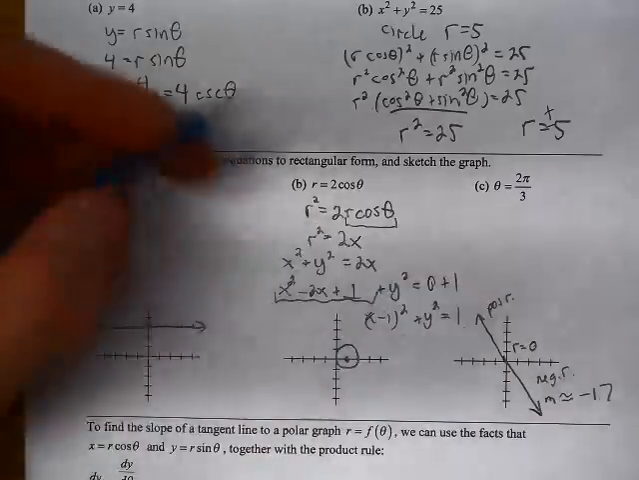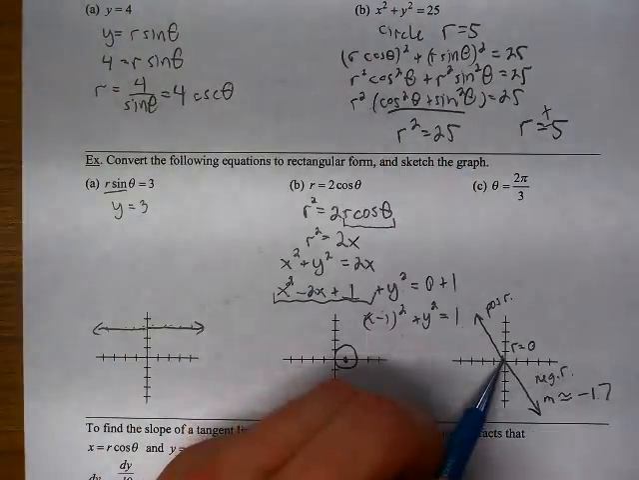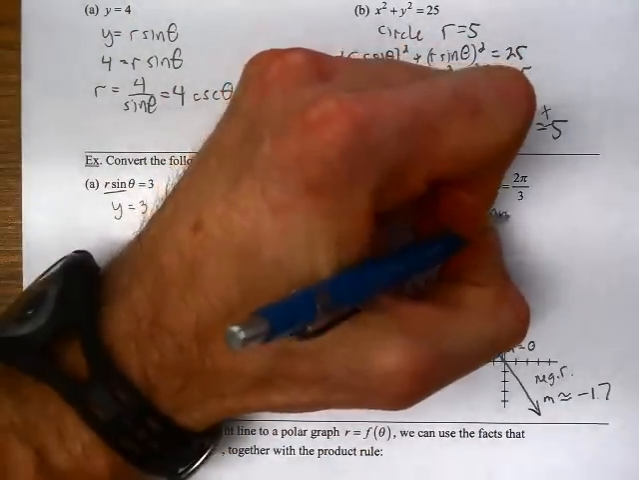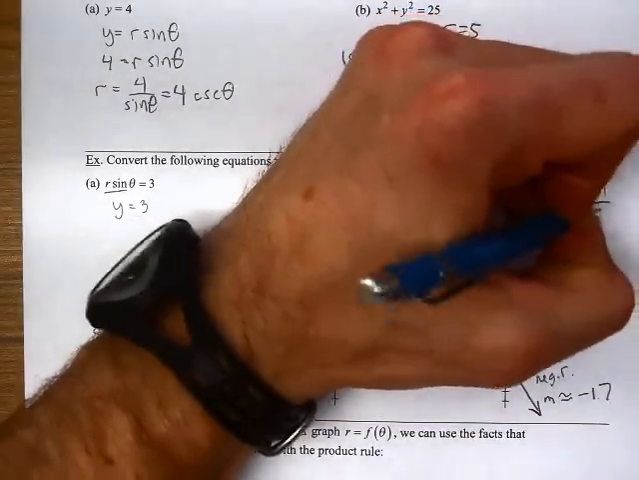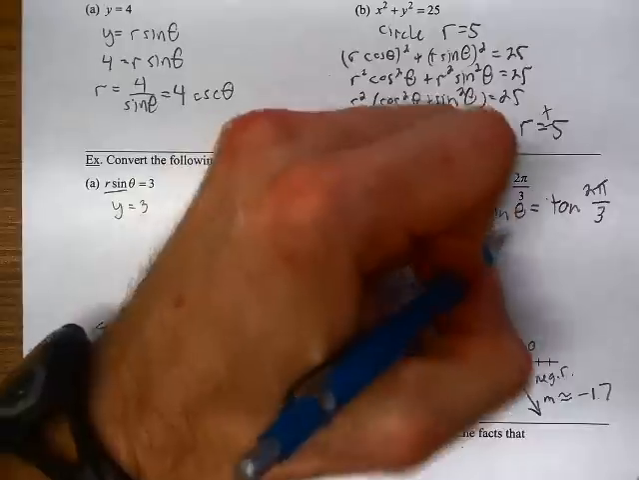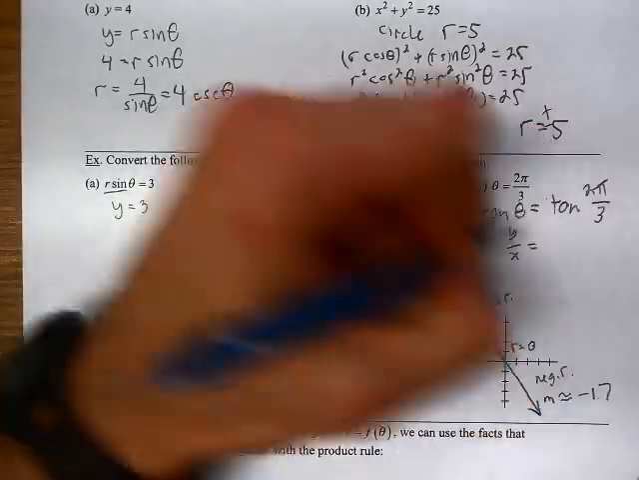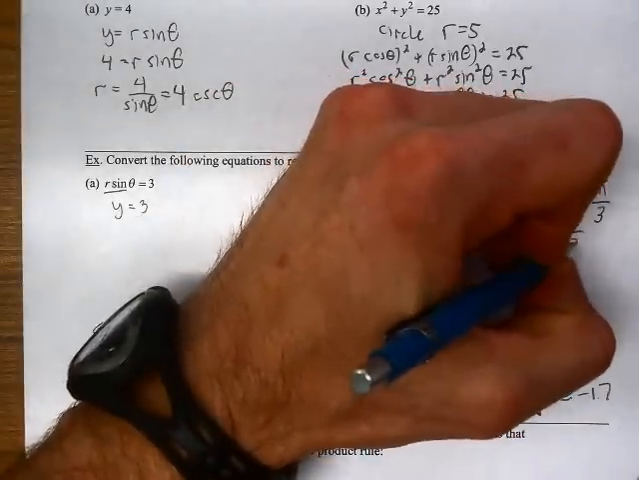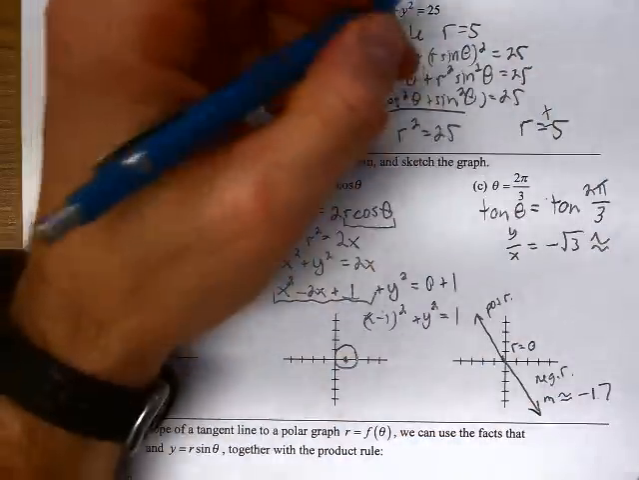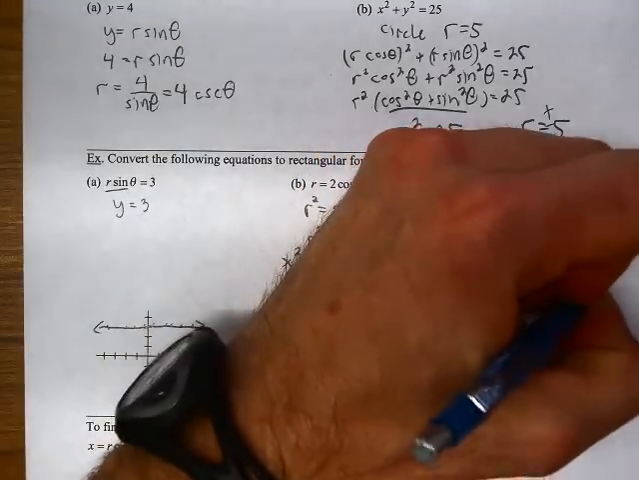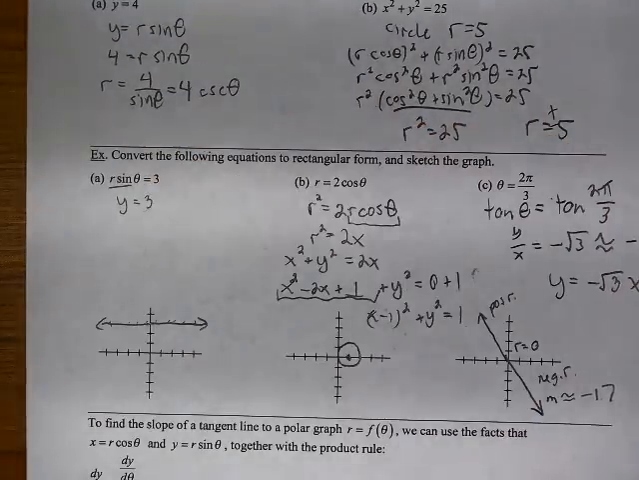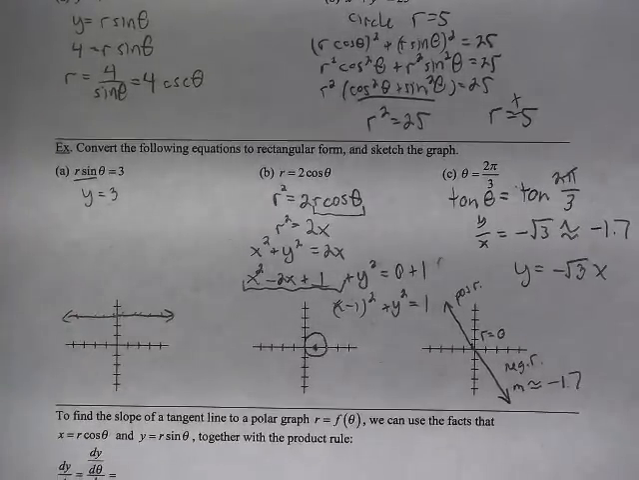We can show that slope really by saying, okay, well, I can take the tangent of both sides. Tangent theta equals tangent of 2 pi over 3. And then I know tangent is y over x. And the tangent of 2 pi over 3 is negative root 3, which is approximately negative 1.7. So y over x, or I could put this in a linear form, y equals negative root 3 times x.